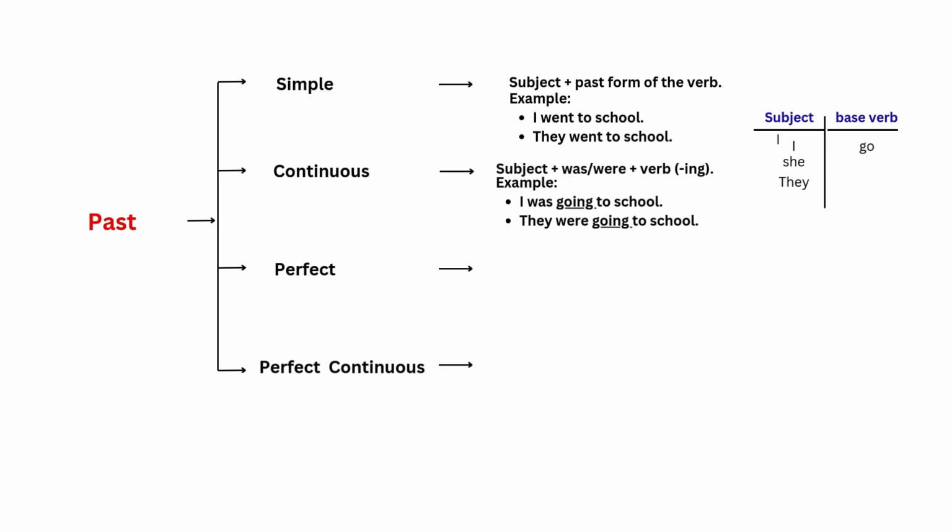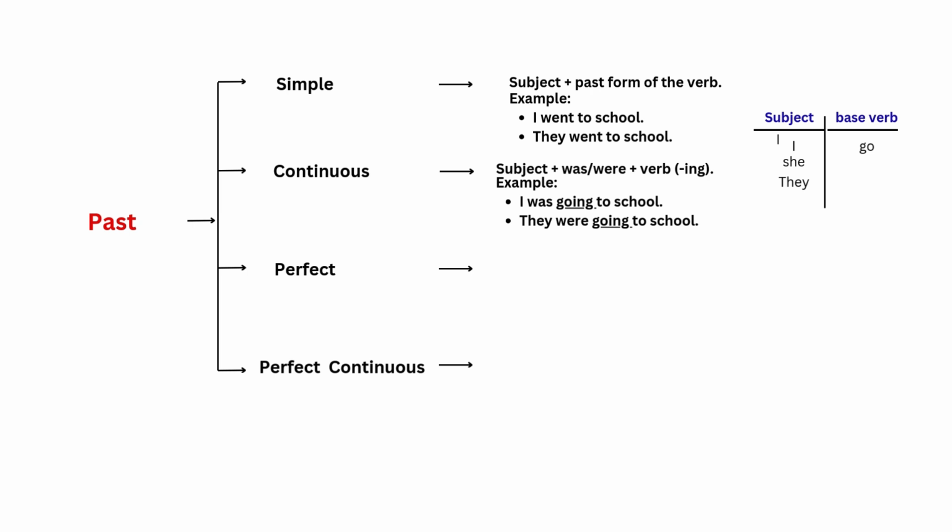Past continuous: subject plus was or were plus verb-ing. Example: I was going to school. Here, I is the subject. Was is the past form of the verb with the subject I in the past continuous tense. Going is the main verb in its continuous form. To school is the object.